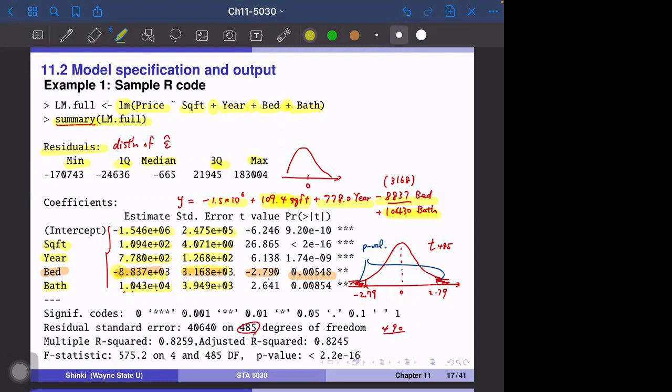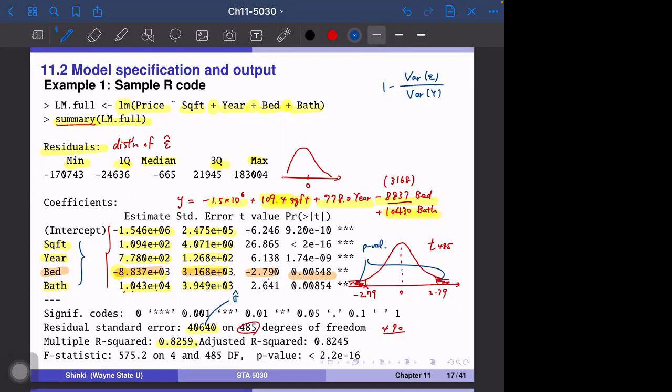And the residual standard error. This is the estimated sigma hat. And the multiple R squared explains how much of the variation in price is explained by these 4 predictors. Basically this compares the variance of y and the variance of the estimated epsilon. To be exact, it is 1 minus this ratio. So this is the multiple R squared. That means these 4 predictors explain 82.59% of the variability in y.